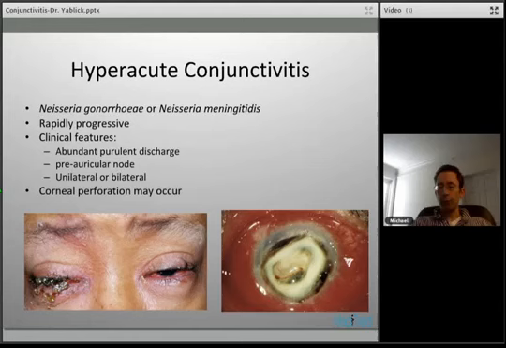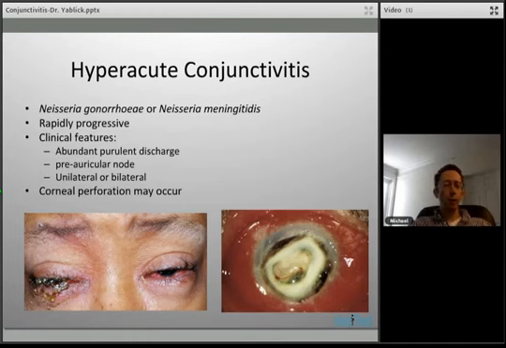Recall that your Neisseria species are one of the bacteria that can penetrate an intact corneal epithelium. And so if you have a conjunctivitis with these organisms floating around, it doesn't take much for these organisms to penetrate the cornea and cause a rapidly progressive corneal ulcer.